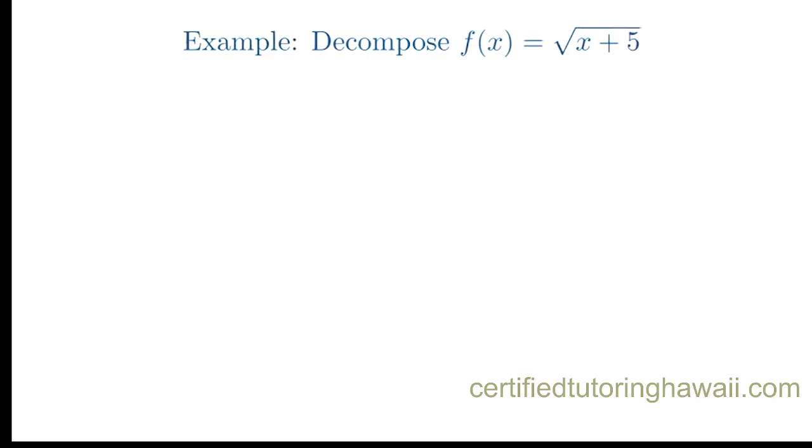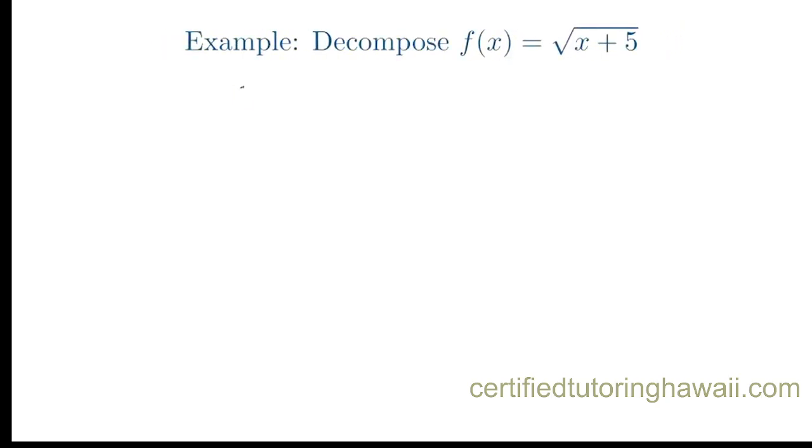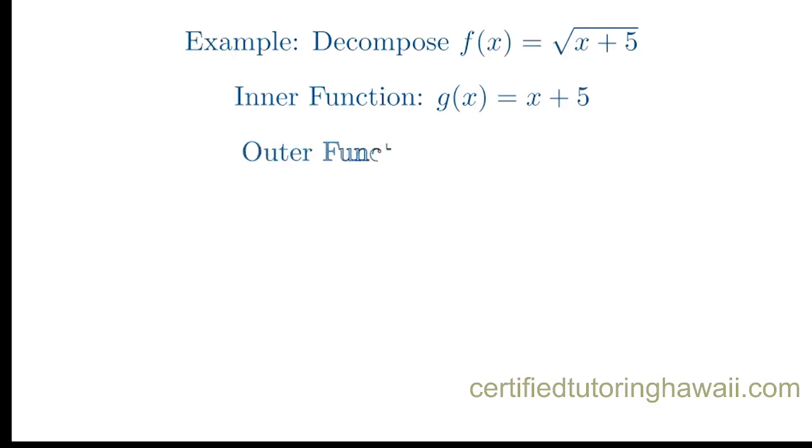Let's try another one that involves a transformation. Decompose f of x equals the square root of x plus 5. Here, the inner part is the expression inside the square root. The inner function, g of x, is x plus 5, and the outer function, h of x, is the square root of x. Again, we've broken it down into simpler components.